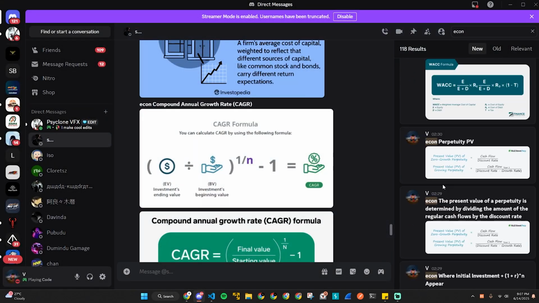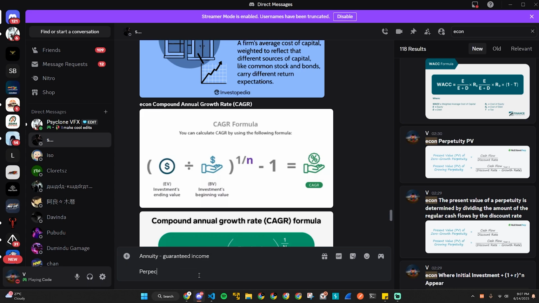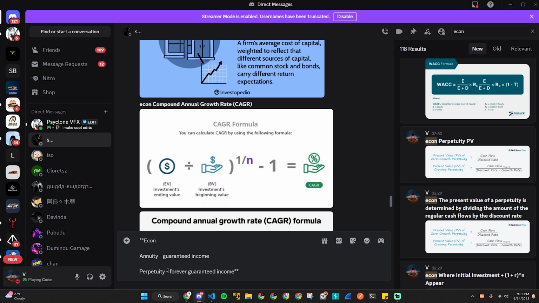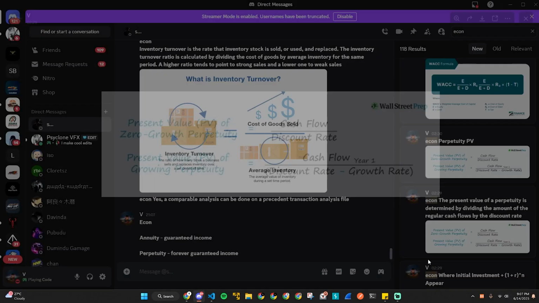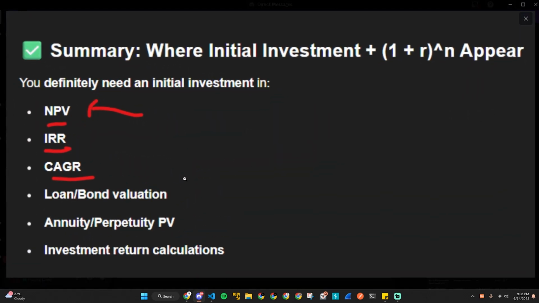Annuity is forever. No, annuity is a guaranteed income, and perpetuity is forever guaranteed income. Okay, annuity is guaranteed income; forever guaranteed income is perpetuity. All right, so with that being said, that's net present value.